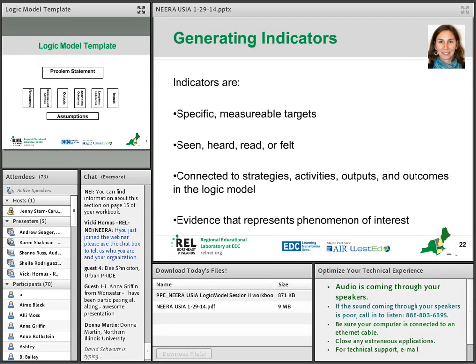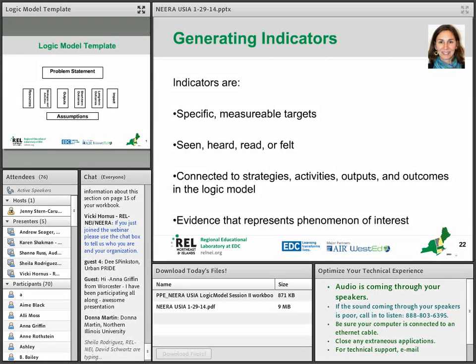They can be seen, heard, read, or felt. They're the tangible evidence of the phenomena that is represented in the outcome. So again, if you use that example of teacher evaluation and changes in teachers' practice, the outcome might be to have teachers employ data more effectively to make decisions about teacher practice. But the indicator would be something more specific and tangible. It would be the temperature reading or feeling the forehead as the evidence that we actually have of that phenomena.